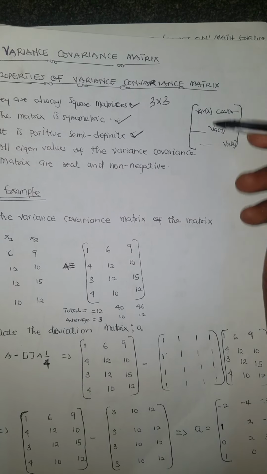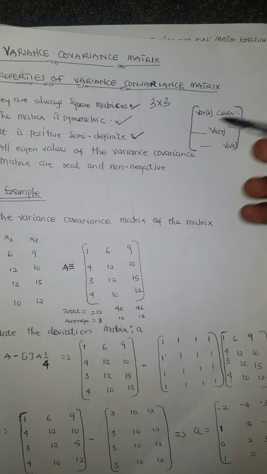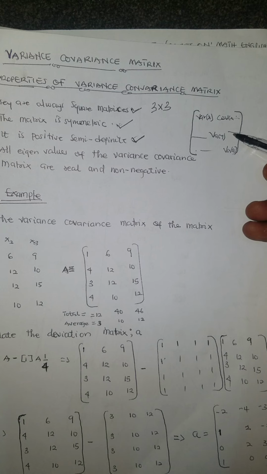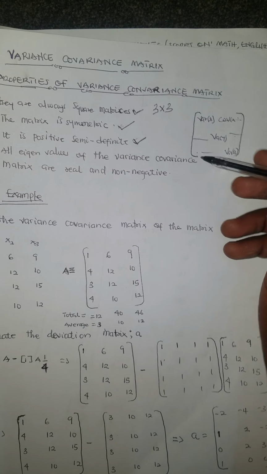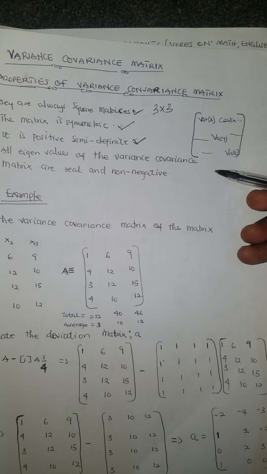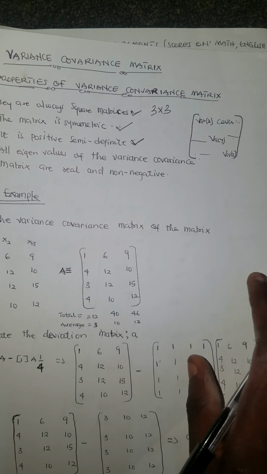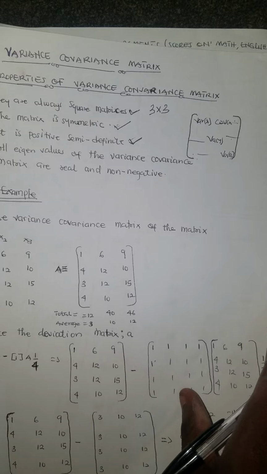And this is symmetric. So if you know the value here, you should know the value here. It is only these values that are different. I hope you understand. This is how to represent the variance covariance matrix.